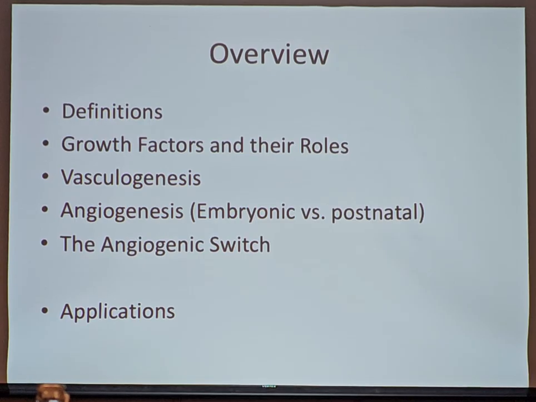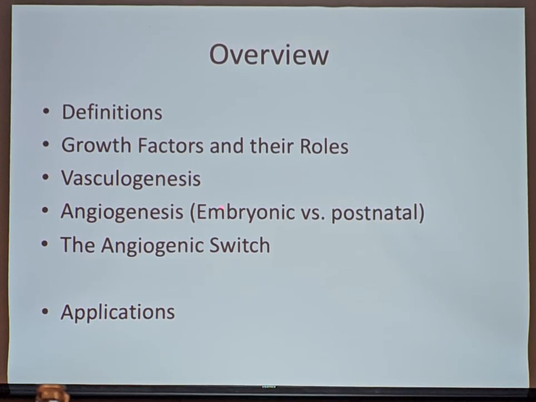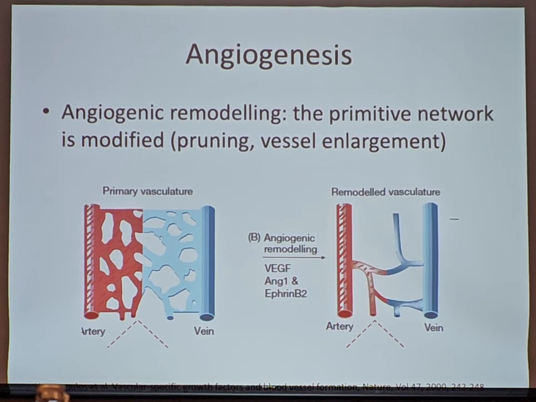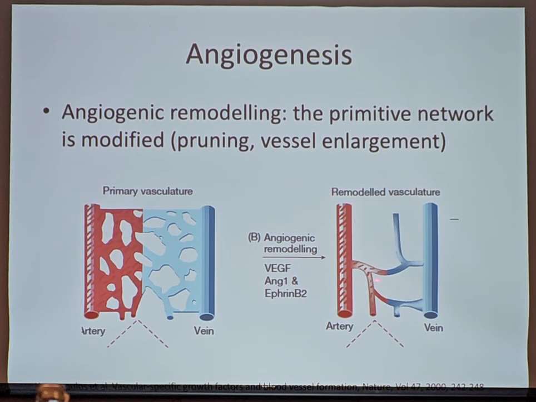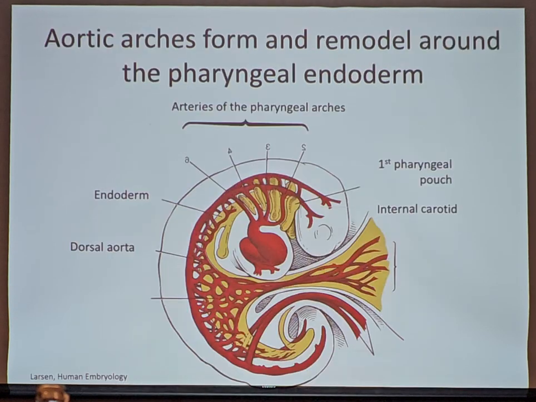Okay, now let's go from vasculogenesis towards first the embryonic angiogenesis. Angiogenesis means that the primary vasculature that is made by vasculogenesis has to be remodeled. Certain vessels are no longer needed, certain vessels need to become larger. And this angiogenic remodeling is obviously mediated by angiopoietin 1 and angiopoietin 2. So you need to have some pruning and some vessel enlargement.